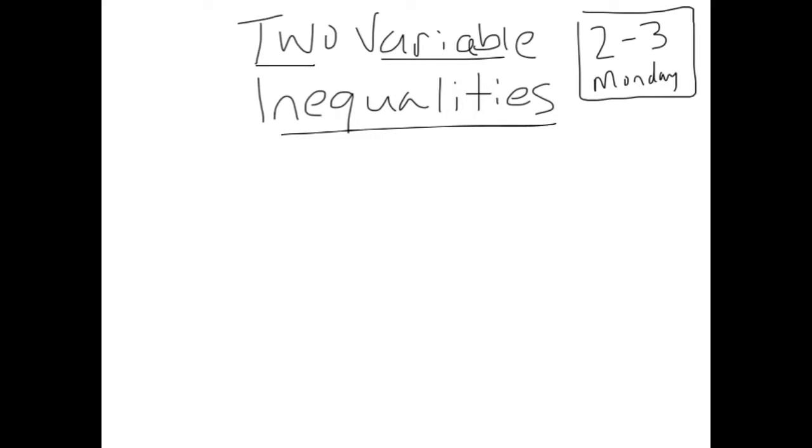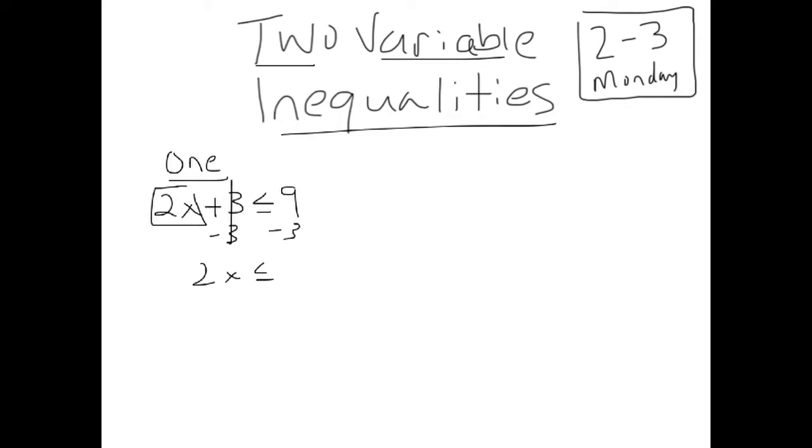Last class period we learned about one variable inequalities, and a one variable inequality looked like this: 2x plus 3 is less than or equal to 9. We subtracted 3, canceled out, brought down our symbol, 6, divided by 2, and x is less than or equal to 3. We also learned that if this had been a negative 2x and we divided by a negative 2, we would have to flip the symbol.